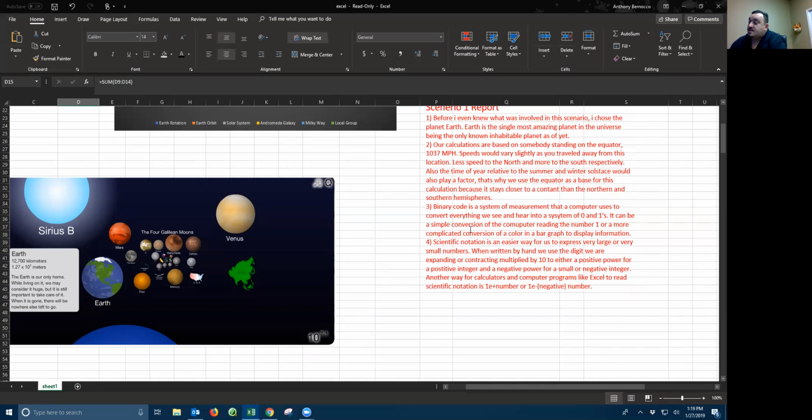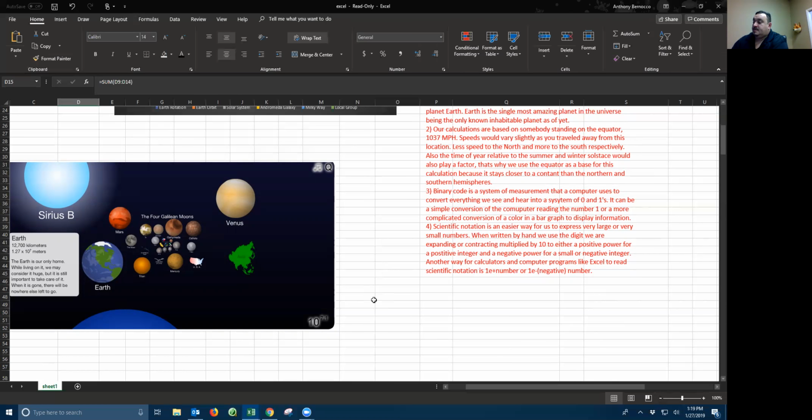Scientific notation is an easier way for us to express very large or very small numbers. When written by hand, we use the digit we're expanding or contracting multiplied by 10 to either a positive power for a positive integer or a negative power for a negative integer. And then another way for calculators or Excel to read scientific notation is 1e plus the number, or 1e negative.